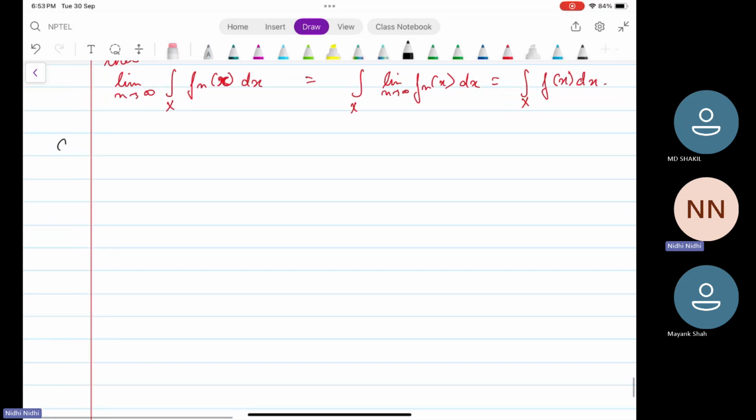So let's do one problem. Let f be some function defined on some subset of R to the closed interval 0 to infinity. That means it is a positive function. Let it be a measurable function. And in fact, let it be integrable.